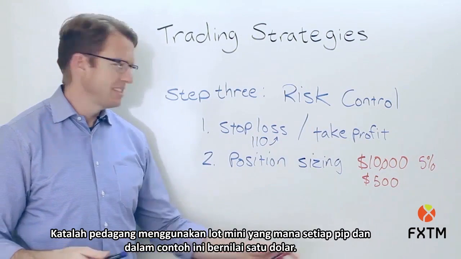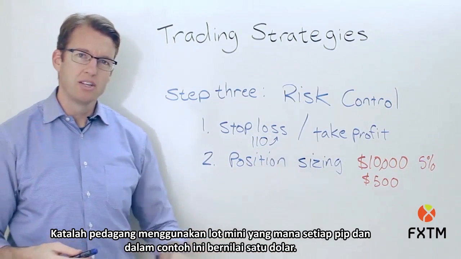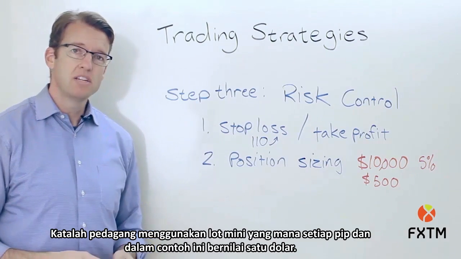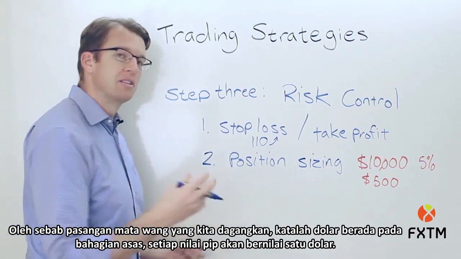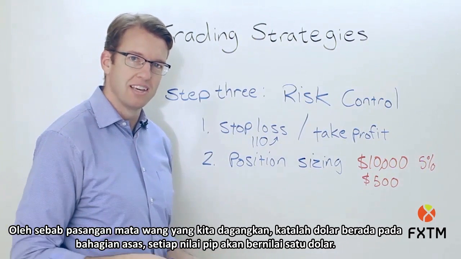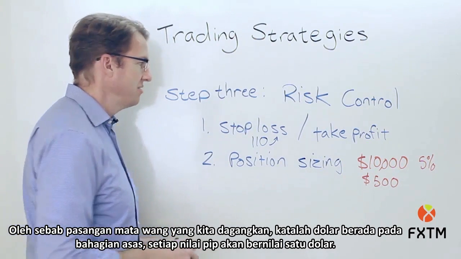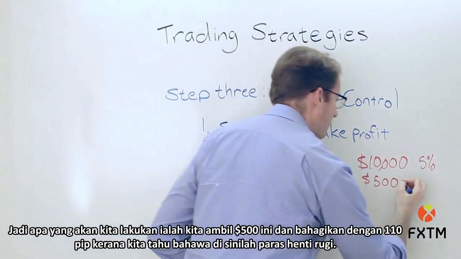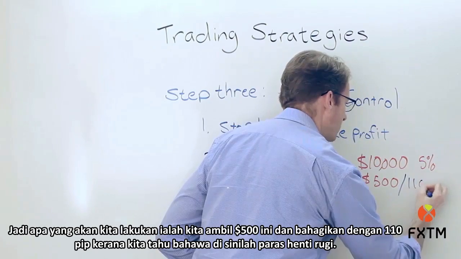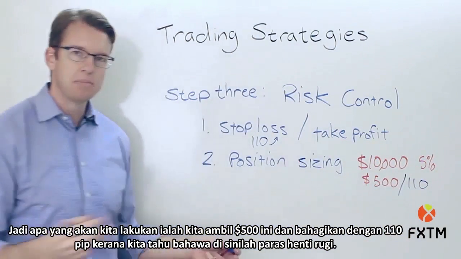Now, to keep our math nice and easy, let's say that this trader is using mini lots, where each pip, in this case, is worth $1. Because of the currency pair that they're trading, we'll say that the dollar is on the base side, so each pip will be worth $1. So what we would do is take this $500 and divide it by 110 pips, because we know that's where the stop loss is.